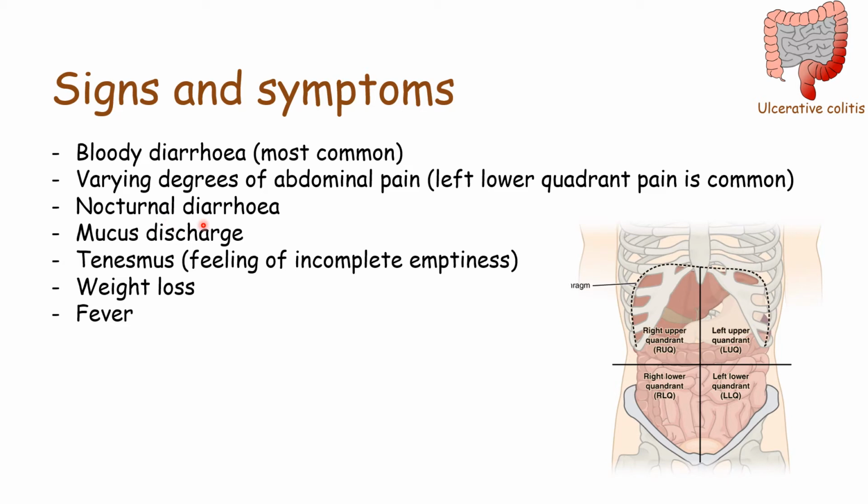You may see nocturnal diarrhea. This is essentially an indication of how bad the diarrhea is. You can have really bad bloody diarrhea in ulcerative colitis. There can be some mucus discharge from the anal region. Tenesmus, which is the feeling of incomplete emptying after opening your bowels. There can be weight loss and fever.